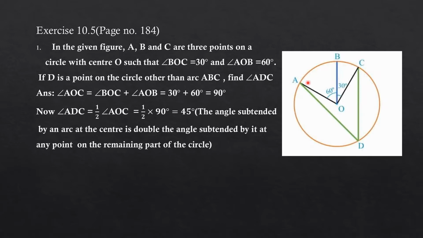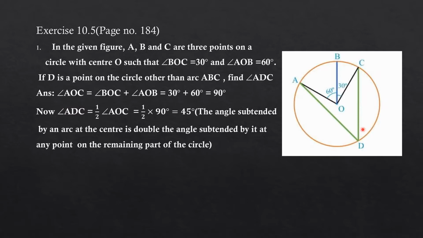We can see angle AOB equal to 60 degree, angle BOC equal to 30 degree. So what is angle AOC? Angle AOC will be 60 degree plus 30 degree, which is equal to 90 degree. Consider the minor arc AC, which is making an angle AOC at the center, and we can say the minor arc makes an angle 90 degree at the center.